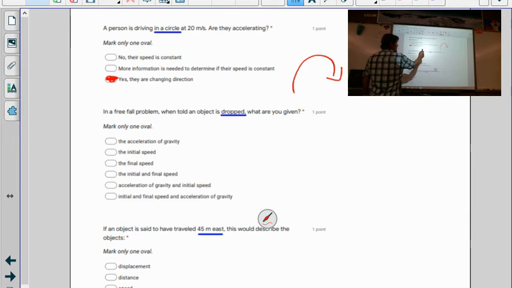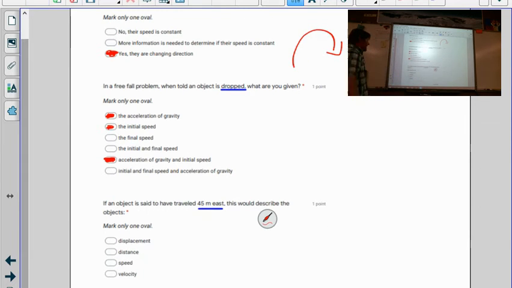In a free fall problem where an object is dropped, you are given the acceleration of gravity and the initial speed, because if it's dropped, it's not moving. The final speed, no. The initial and... no. Acceleration of gravity and initial speed, that's true. Initial and final speed and acceleration of gravity. I'll have to go back and look and see if I just had this as the answer, or if I had you have to do all three. So this is the correct answer because these two are true, but I'll have to go back and look at that one for you.